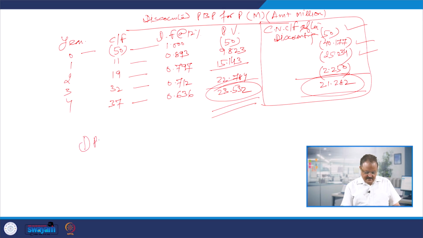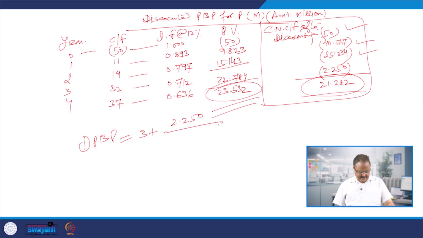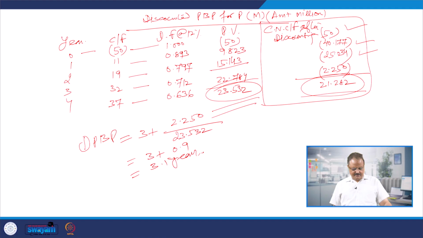So for calculating the discounted payback period for project M, what we are saying here is that up to 3 years it is not recoverable. So the time period is 3 plus how much you want to recover, which is 2.250, divided by the discounted cash flow coming in the next year, which is 23.532. If you solve this, it is going to be 3 plus 0.9. So the discounted payback period is 3.1 years for the project M.